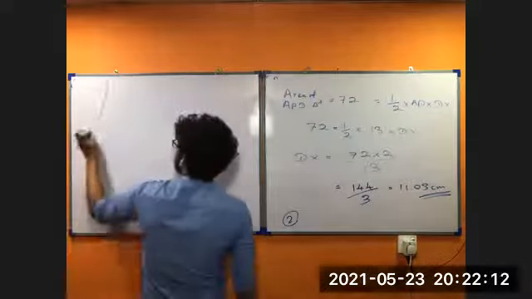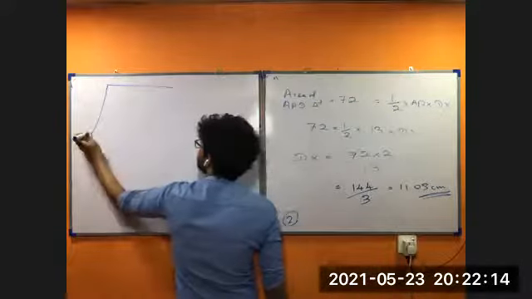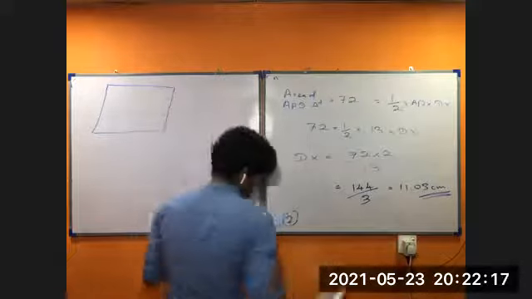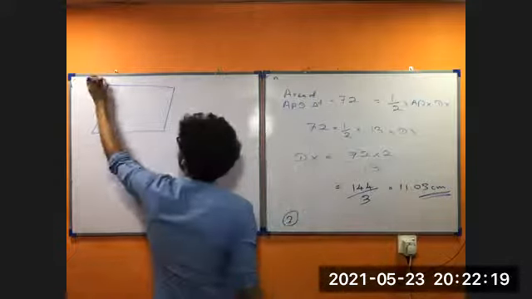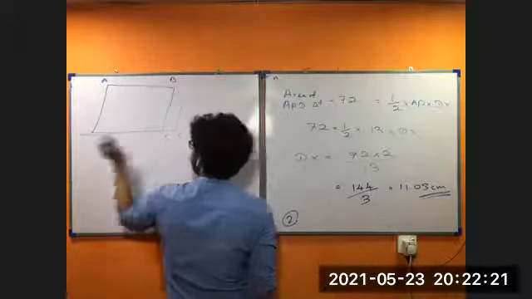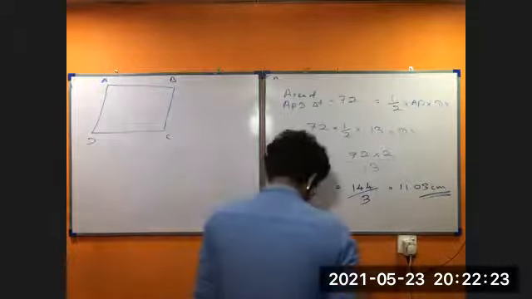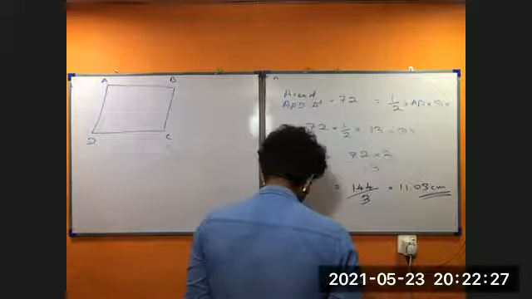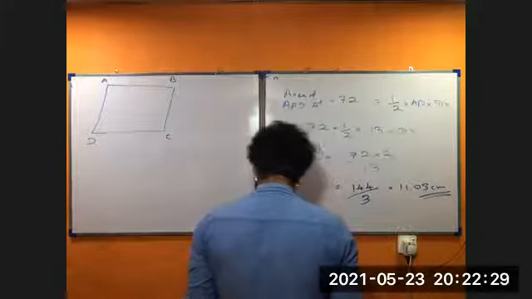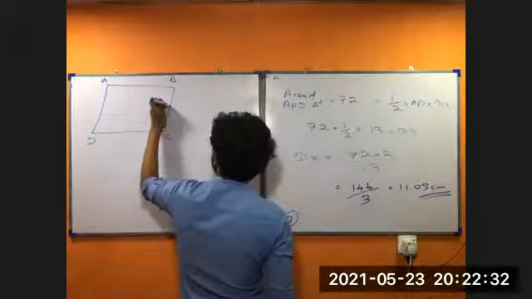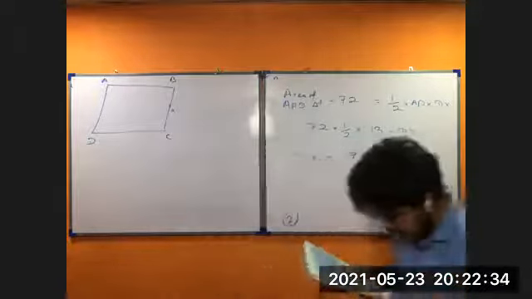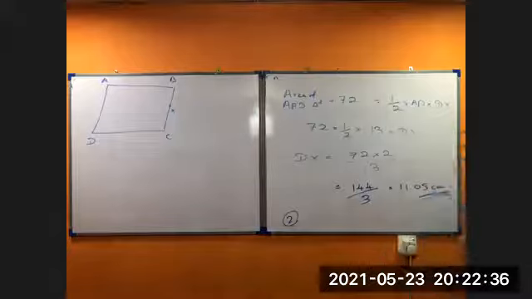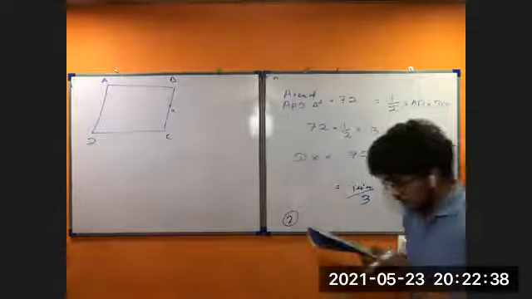So we have a parallelogram ABCD. Then X is a point on the side BC of the parallelogram ABCD. So here we have a point X. Then the side AB produced and BX produced meet at P.